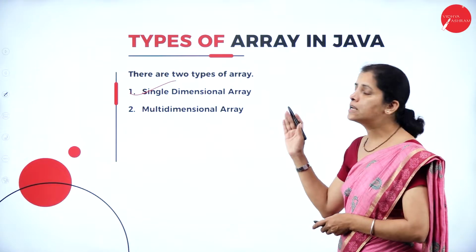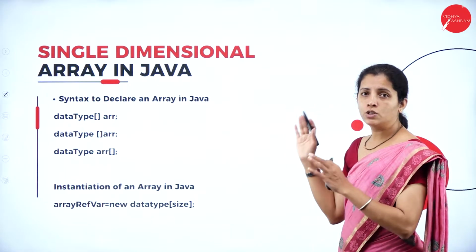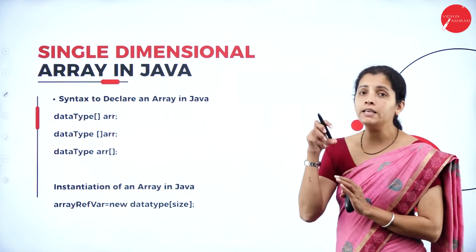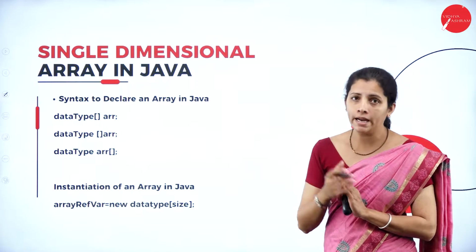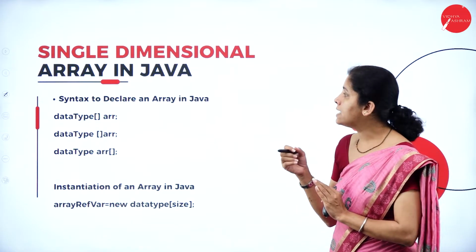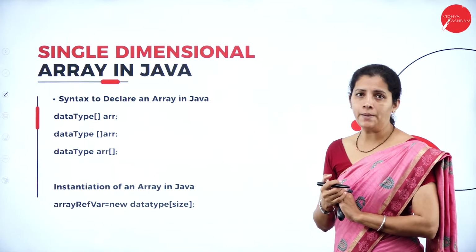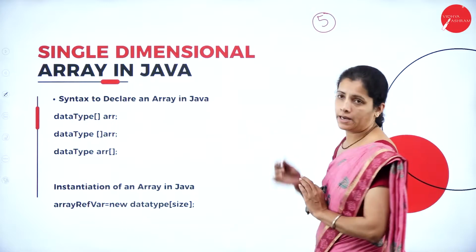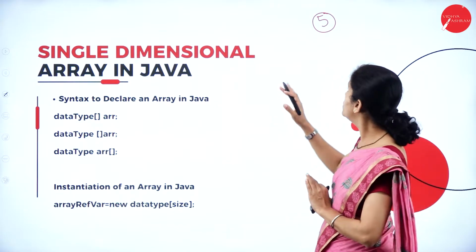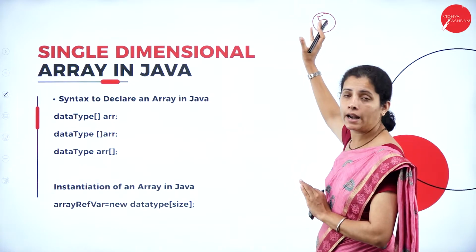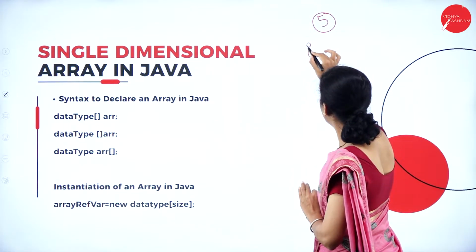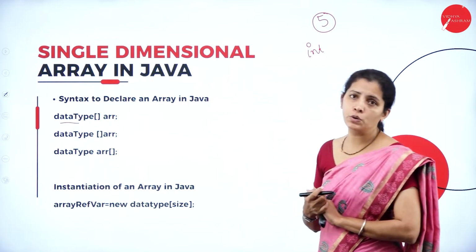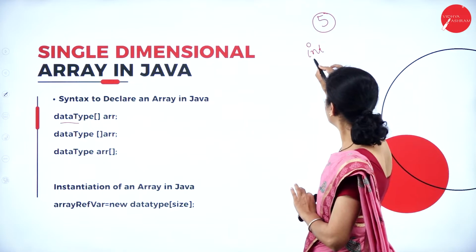So what is a single dimensional array? Dear student, think that I have created an array and to access an element I need only one index. It is known as a single dimensional array. For example, think that I have 5 elements. Now I want to declare the array. So, how am I going to write it? First, what is the syntax? I want to use the data type. So, here I'll write int.